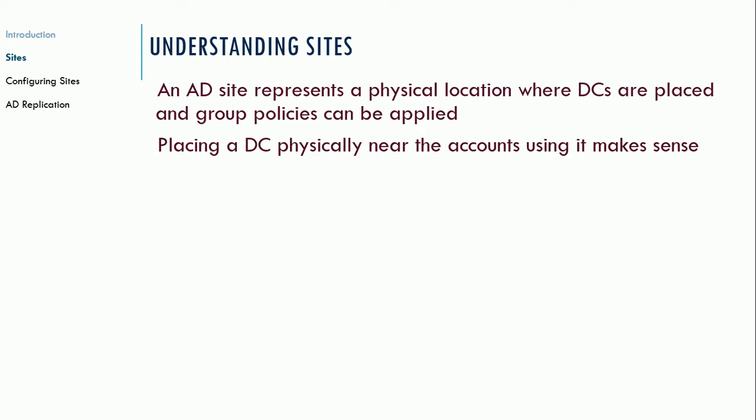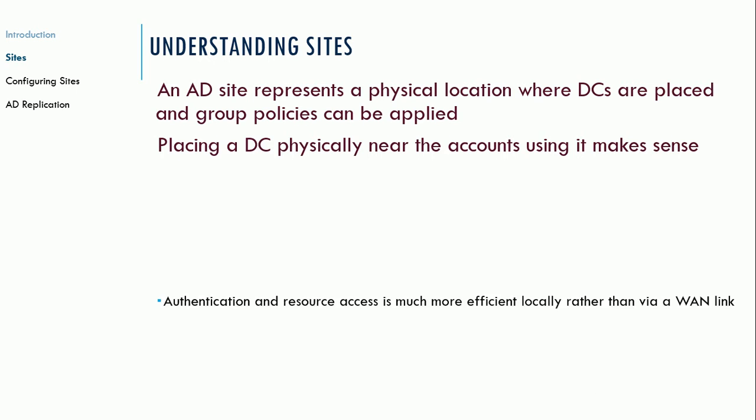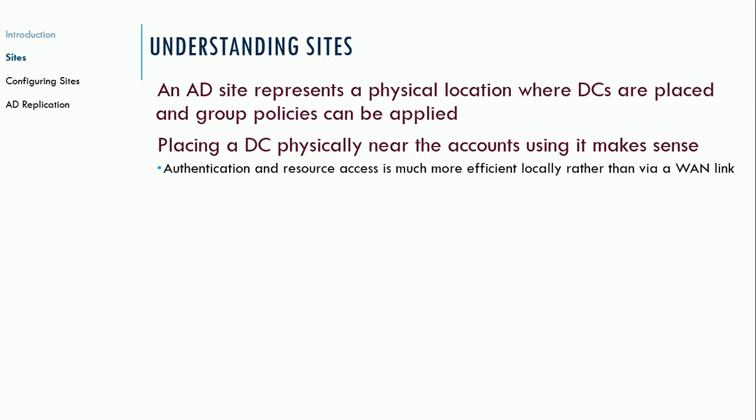So an Active Directory site is a physical location where domain controllers are placed and group policies can be applied. So we talked about a site being an Active Directory object, and whenever you have an Active Directory user or computer, it can have a site based on where they log in from or where the computer is located, which is typically determined through an IP address. So you can place a domain controller physically near accounts using it, which makes a lot of sense because it's a lot more efficient.